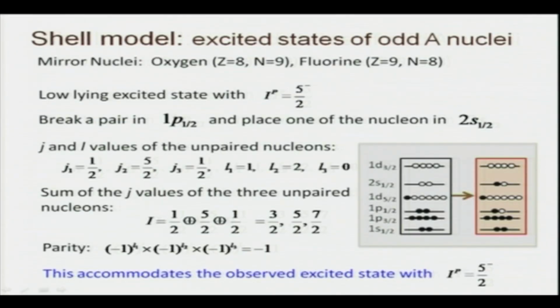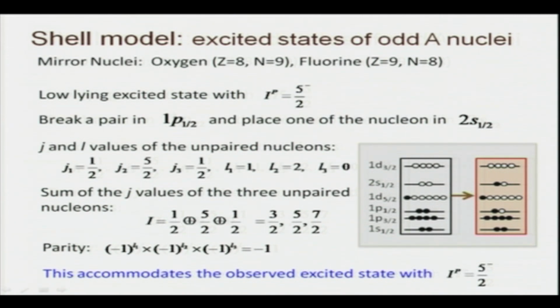So, this is a possible explanation certainly, and this is one of the possibilities. You may be able to find other possibilities, like for example, maybe you can break, instead of 1p 1/2, the 1p 3/2 and take that to 2s 1/2, and then instead of 1/2 you will have a 3/2 there. Still you will have a 5/2 existing possibility, and parity is also satisfied. So, this is another possibility.